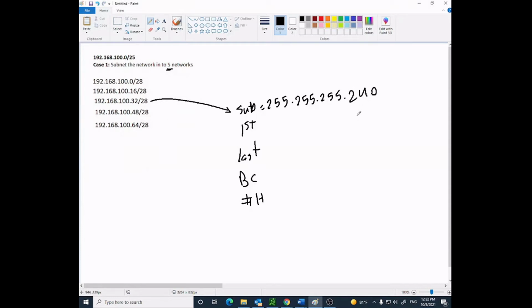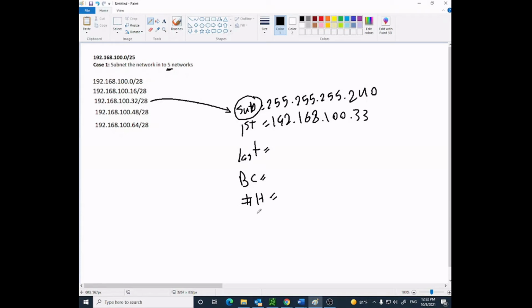240. Now this is the subnet mask. What you need to understand is that all these devices will share the same subnet mask. Now the first available IP address, whatever the IP address that you have here, you're going to have to add 1 to it. So it's going to be 192.168.100.34, or 33, sorry. Now for the last, I'm going to leave the last. I'm going to go straight to the broadcast.